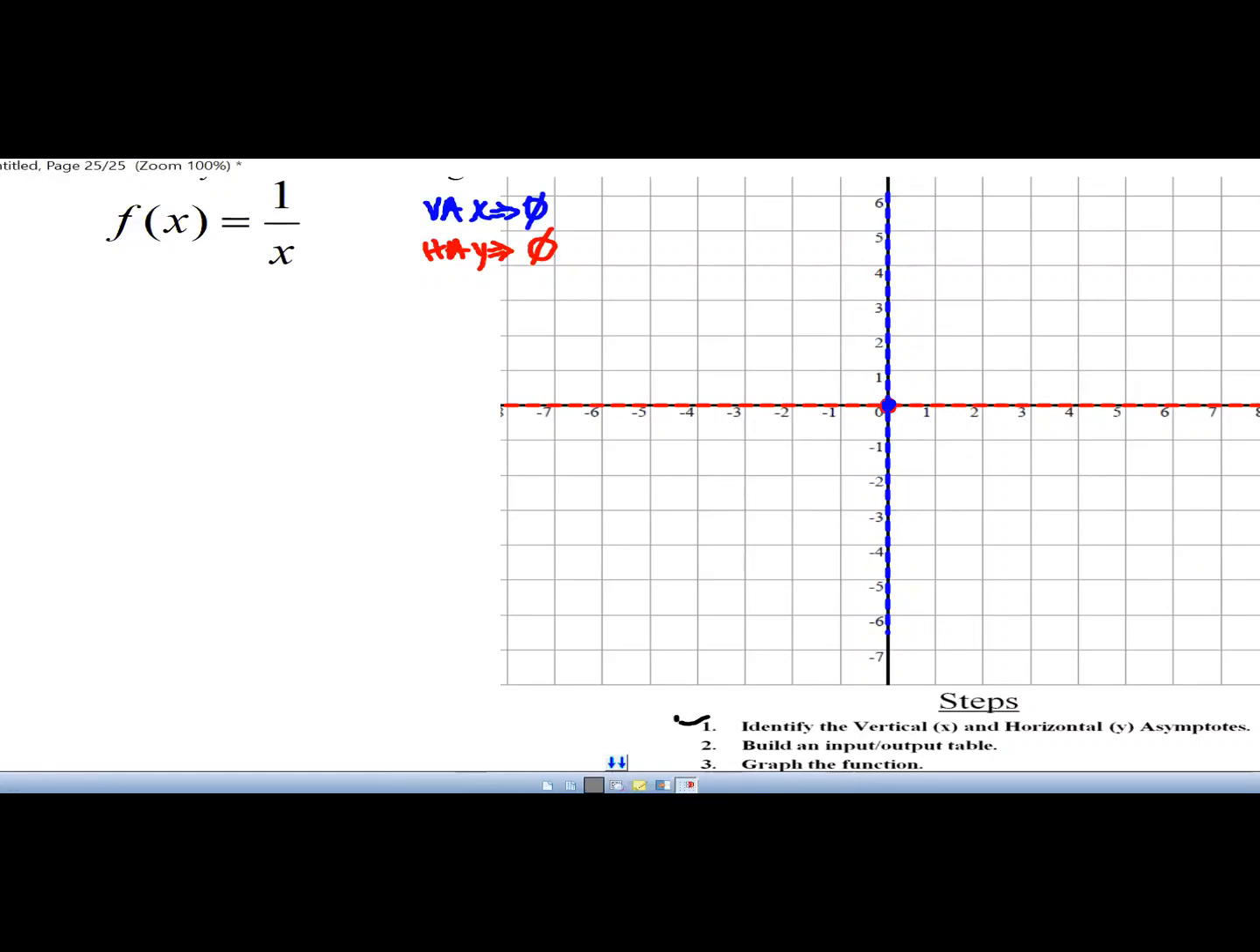Okay, now that we have that, step 2, build an input-output table. So I'm going to write x, f of x.